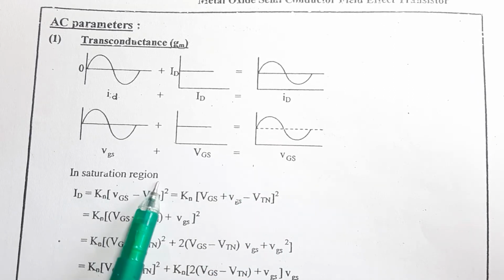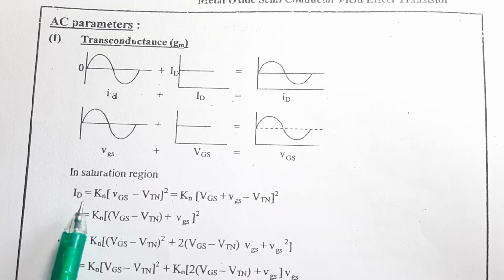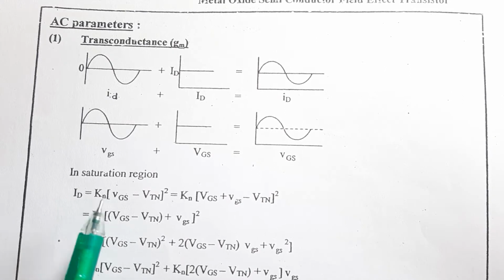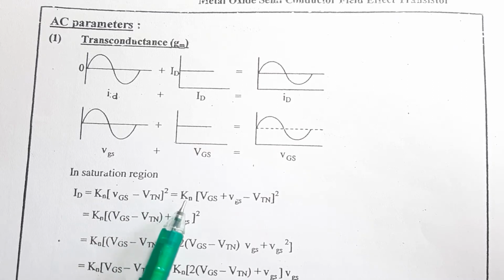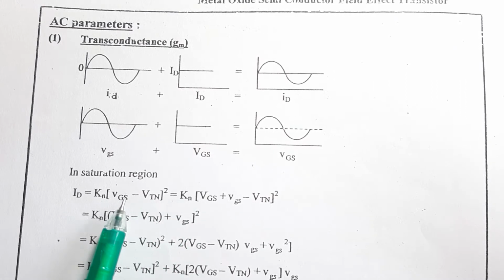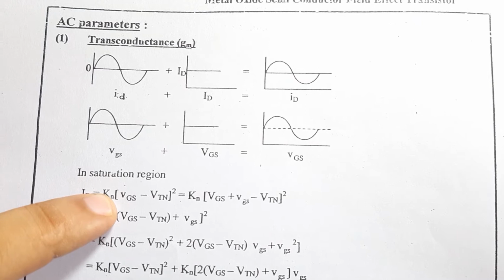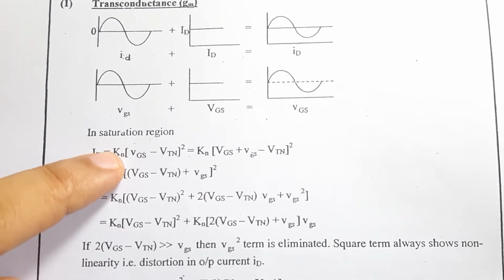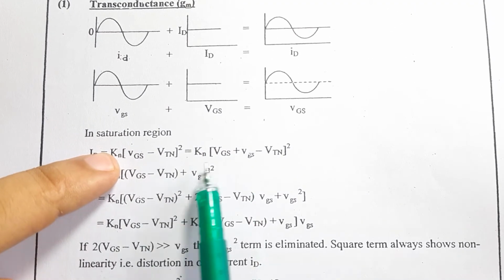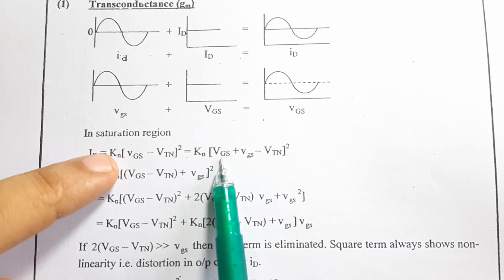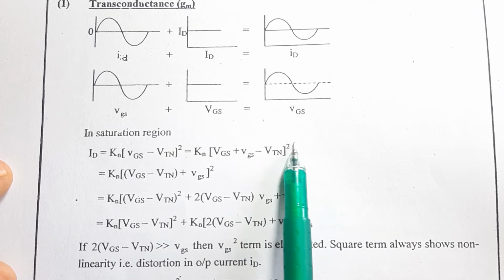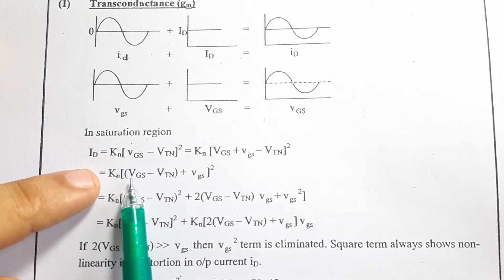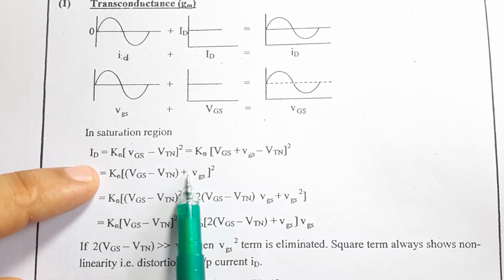Now, in the saturation region, the formula is given by ID = Kn (VGS − VTN)². Now this VGS can be split up into its DC plus AC parts minus the threshold, the whole squared, which equals Kn (VGS − VTN + vgs)².